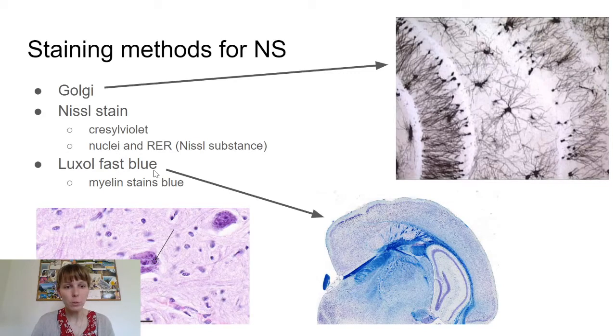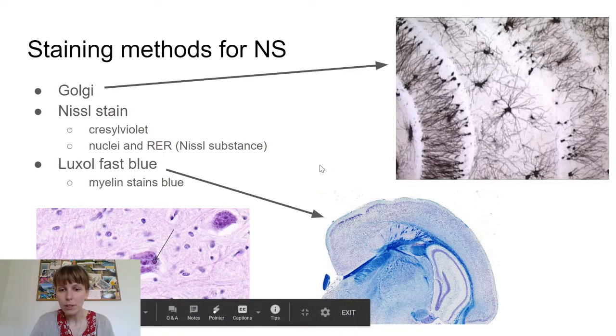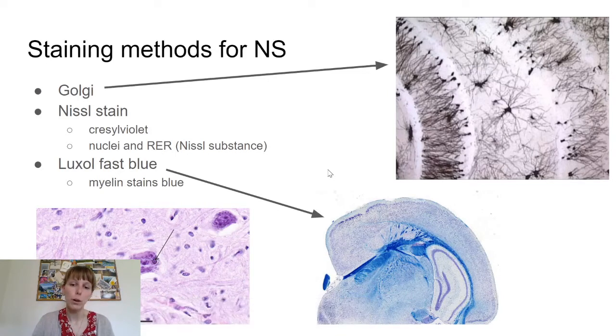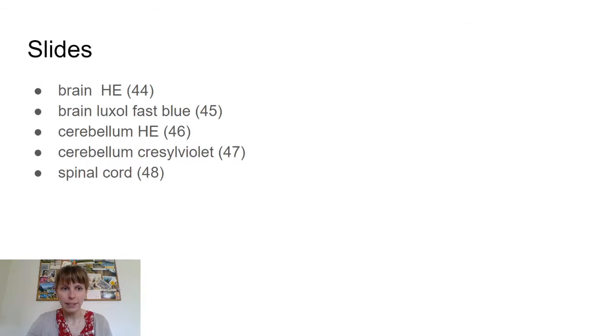So Luxol-Fast blue is a special staining for myelin. So in case the brain will be stained with Luxol-Fast blue, that could be this example, you will see bright blue where you have the white matter. So that's it, and let's get to the slides.